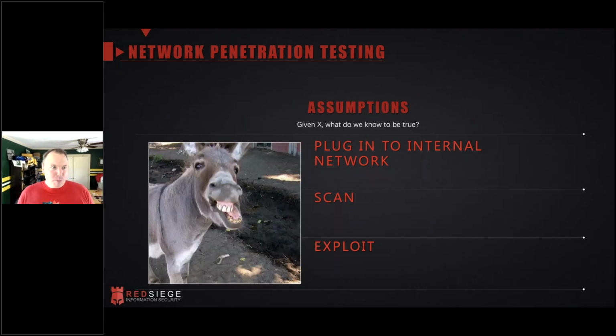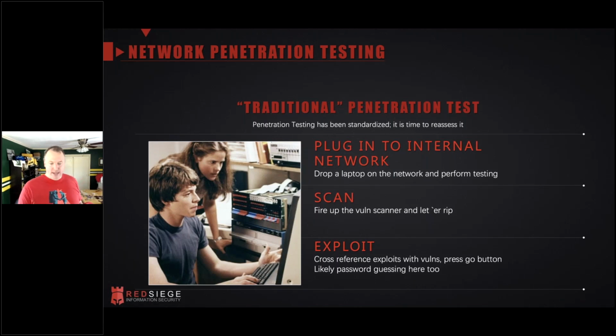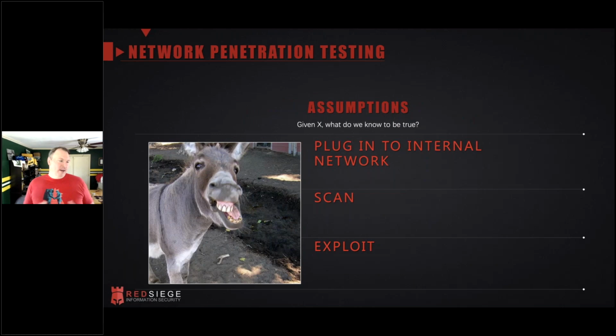Anyway, all right. So going back, following logically with our traditional pen test and what we're doing here, there's some basic assumptions. For this to be a valid test, if you will, and represent a real attacker, given that we do these steps, what do we know to be true? What are the logical steps here? If we do our pen test and we plug into this network, we're assuming that the attacker is on our network in some way, shape, or form to start with.